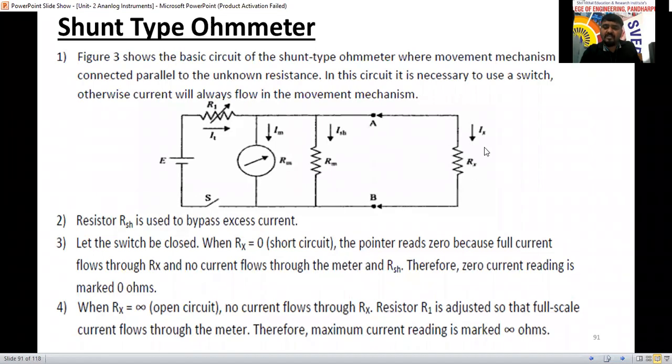What will happen if it is infinity? It will act as an open circuit. Then the parallel path has no current, so all the current will flow through the meter. It will display the full scale. It is going to display full scale for the maximum resistance. So it is directly proportional to the unknown resistance. You can say that the shunt ohmmeter current is directly proportional to the unknown resistance. These things we have discussed here.